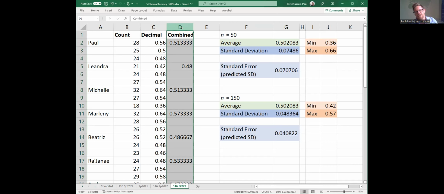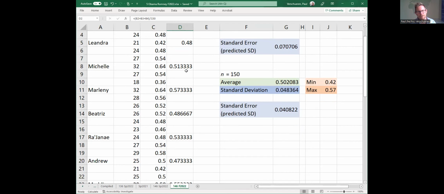This 50, and this 50, is a total of 150 people. So this number is all these O's together, my 28, 25, and 24 O's divided by 150. It's also the average of my 3 sample proportions. So my average came out to be about 51.33%.